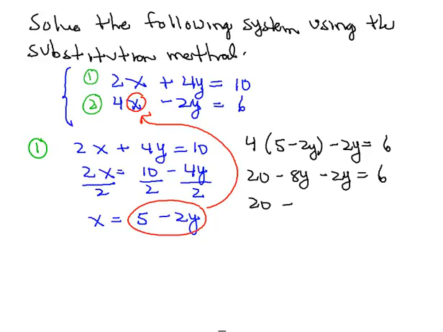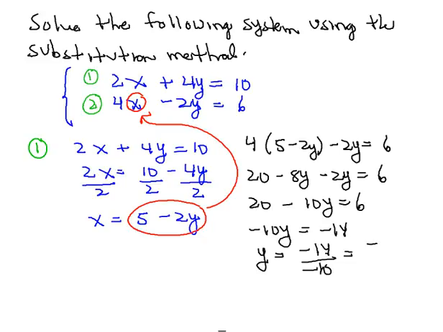Then 20 minus 10y is equal to 6. And then we'll subtract 20 from each member, so we have negative 10y then is equal to negative 14, or y is equal to negative 14 over negative 10. And if we reduce that, that will reduce then to 7/5. So now we have the y value, and what we'll do next then is to take the value 7/5 and we'll substitute it then into this equation to find the value for x. So we'll do that next.